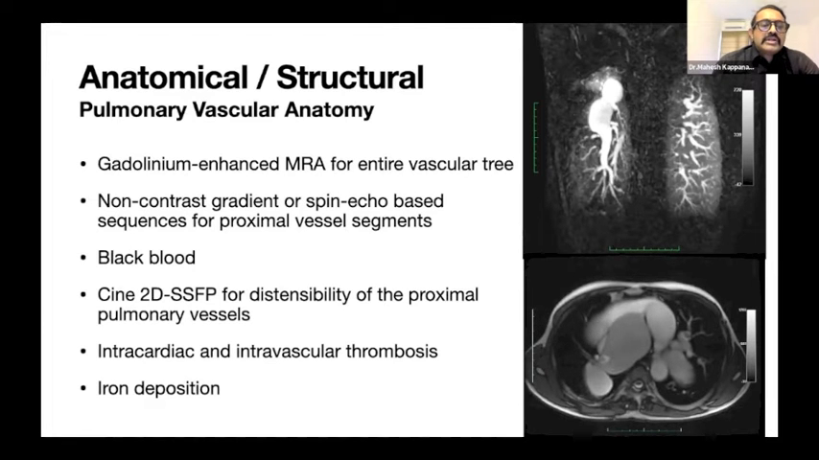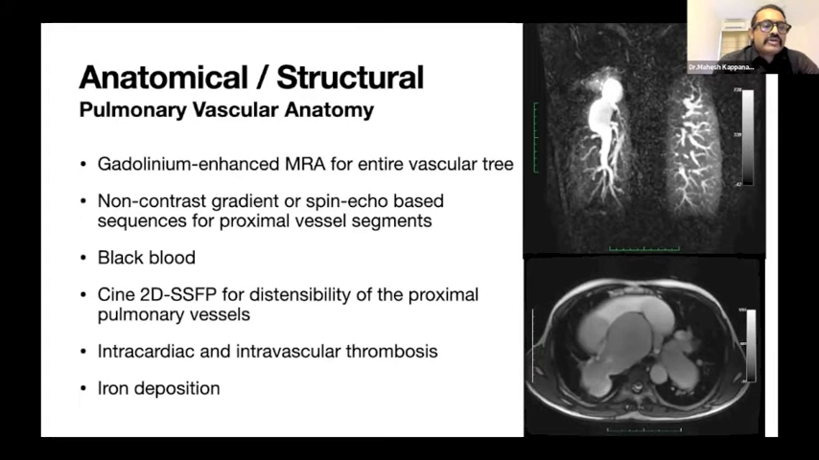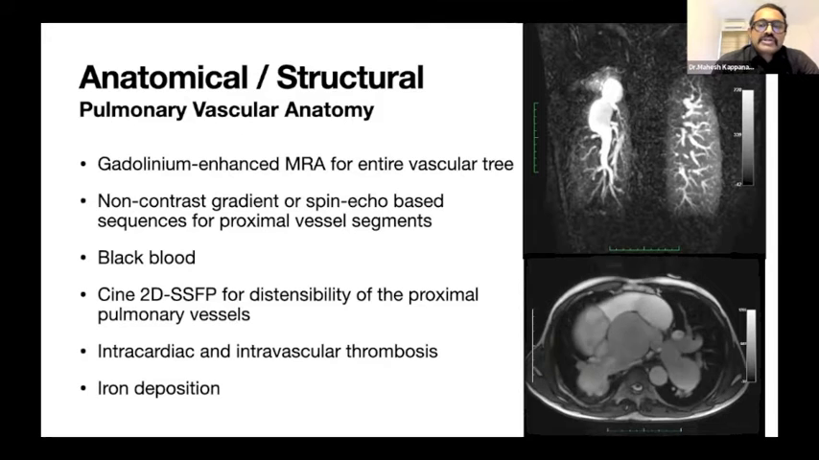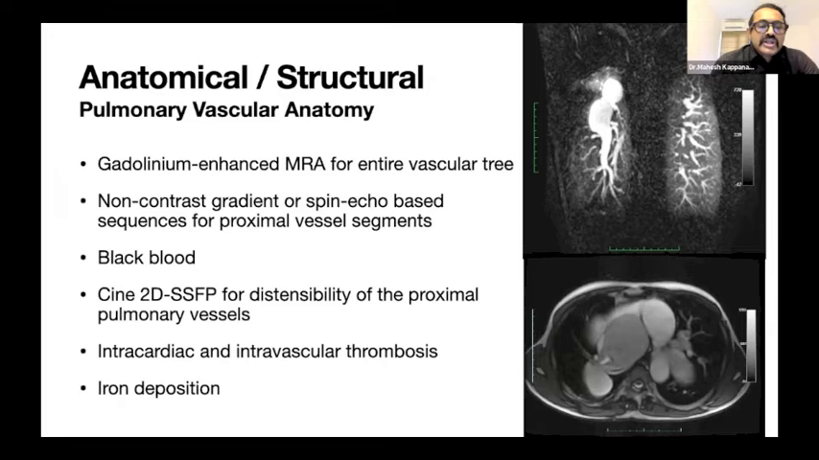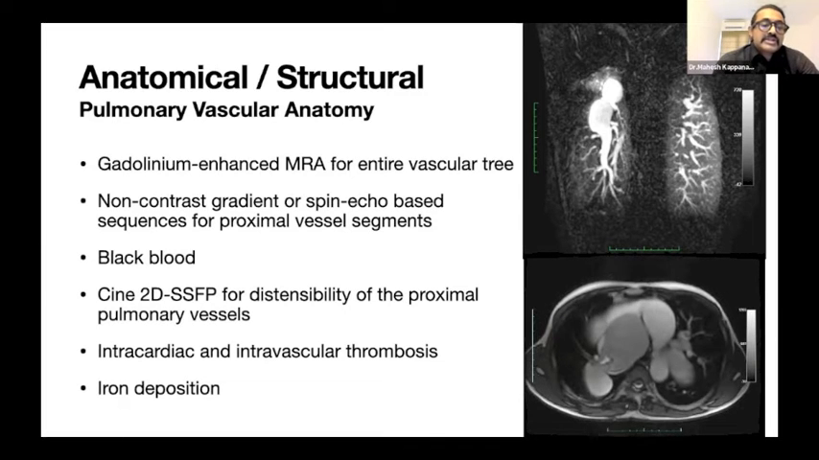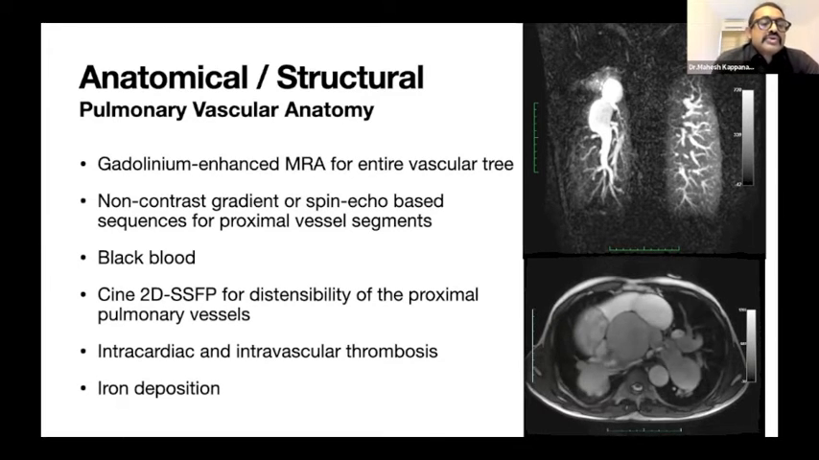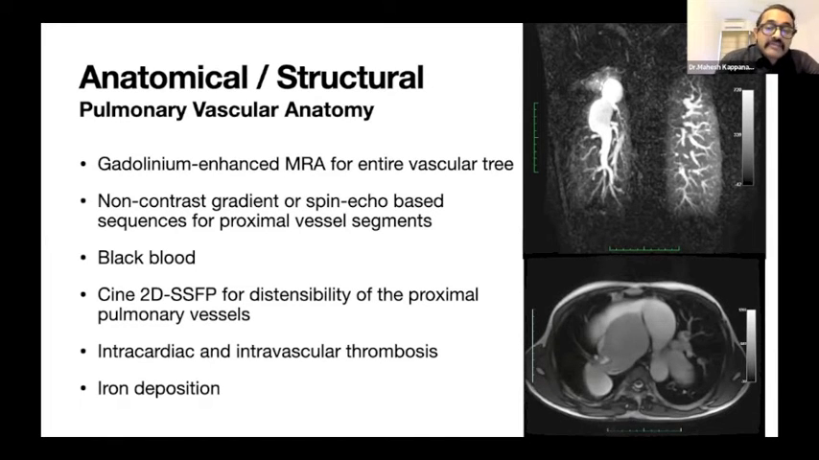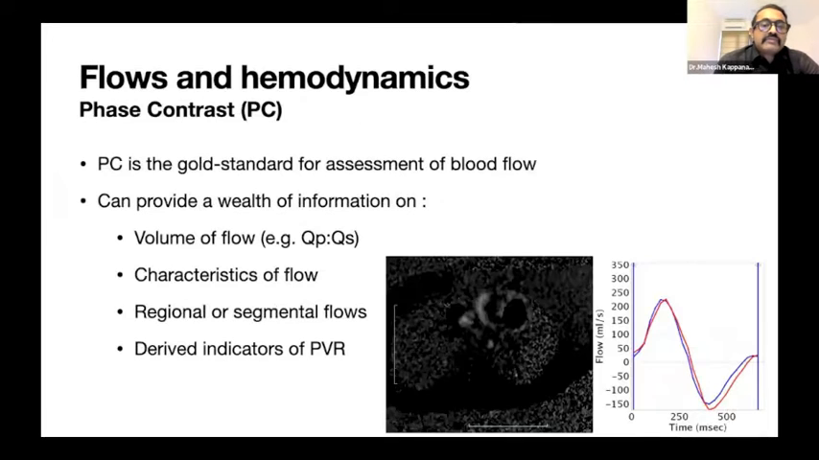Coming to the assessment of the pulmonary vasculature, this is a very important aspect of evaluation of any PH patient, and MRI offers excellent anatomical visualization of the pulmonary vascular anatomy. You can use the gadolinium enhanced angiograms as well as non-contrast sequences to assess the anatomy. Black blood is another sequence that can be used. The Cine 2D SSFP sequence allows you to visualize the distensibility of the proximal pulmonary vessels very clearly, and you can make accurate measurements as well. The anatomical assessment also allows you to detect the presence of intracardiac or intravascular thrombosis and deposition of iron, for example, as Dr. Vimal pointed out in his previous talk.